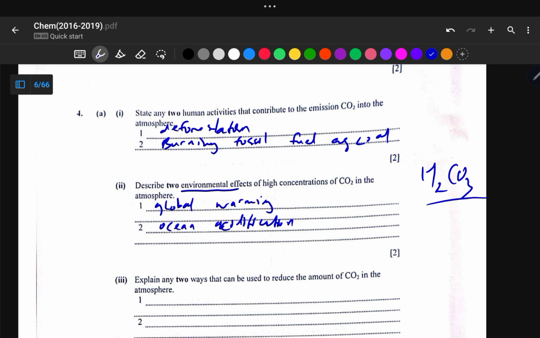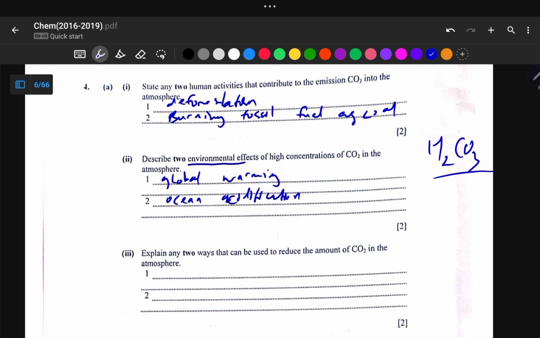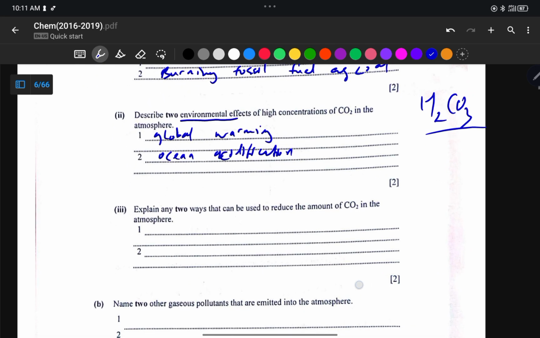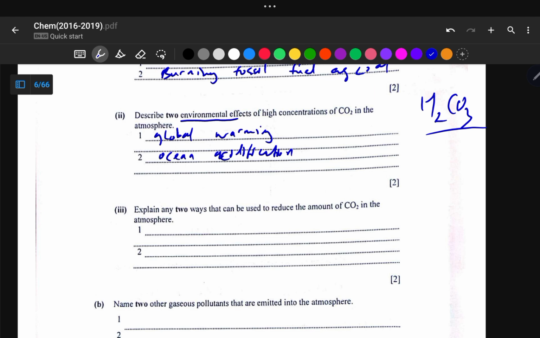So since pH is defined as the measure of hydrogen ion concentration within the solution, the pH of the ocean is being altered. So this affects the aquatic environment. And then we are required to explain 2 ways that can be used to reduce the amount of carbon dioxide in the atmosphere. So we can use greener or renewable sources of fuel.